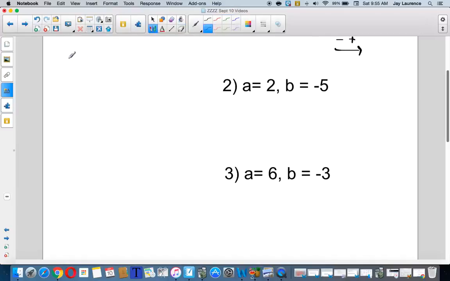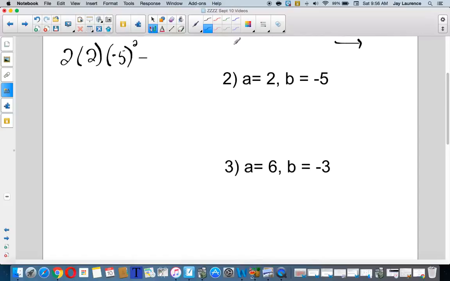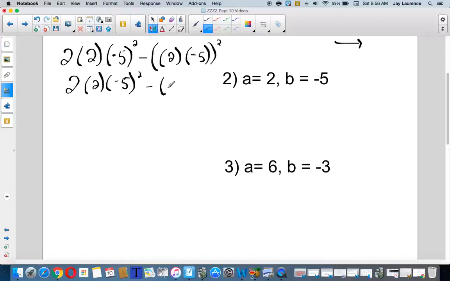Okay, so we had 2 times A times B, was it plus or minus? I don't remember. It's minus the quantity of A times B, and that quantity is squared. So just like the last time, I'm going to start inside the nested parentheses. And I'm going to get 2 times negative 5 squared, right? And then here I'm going to have negative 10.